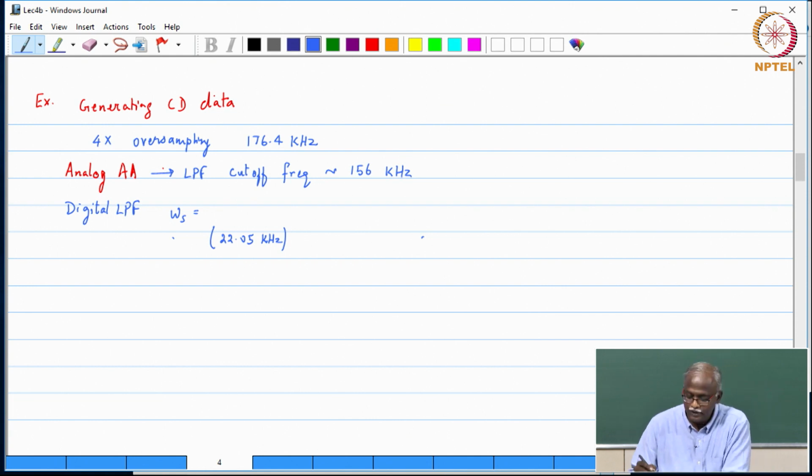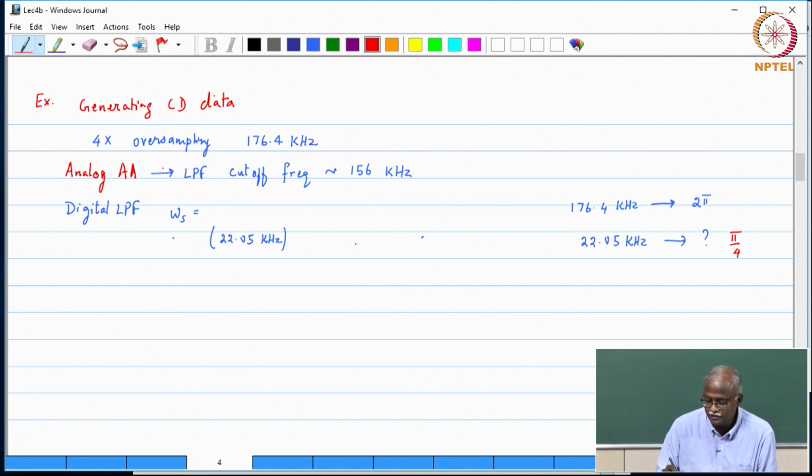So, how do I convert it to radians? My sampling frequency is 176.4 kilohertz, that corresponds to 2 pi, right? That is my sampling frequency. So, now the question is, if I have 22.05 kilohertz, what does that correspond to? Pi by 4, okay, pi by 4. So, the digital filter is a low pass filter with cutoff pi by 4, minus pi by 4, okay.